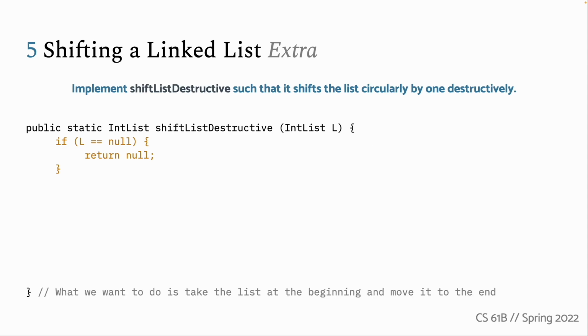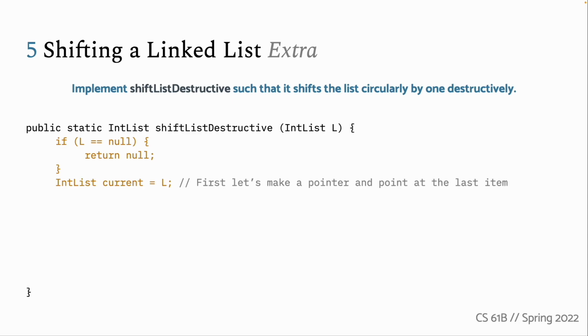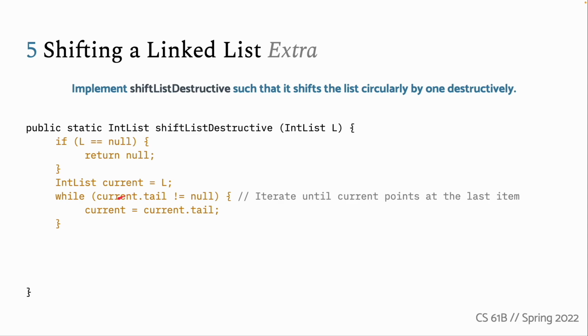Now what we want to do is take that int list node that's at the beginning and move it to the end. So first, let's make a pointer and point it at the thing that's going to become the last item. That's currently the first item. And the reason we have to point a different node at this is because we're going to return this int list at the end. And if we iterate with L, we're going to lose that pointer to the beginning of the list, and then we won't be able to return it anymore. So we're just going to create another pointer that points at the beginning and then iterate through. So while current.tail doesn't equal null, then we're going to do current equals current.tail. That's just iterating through the list.